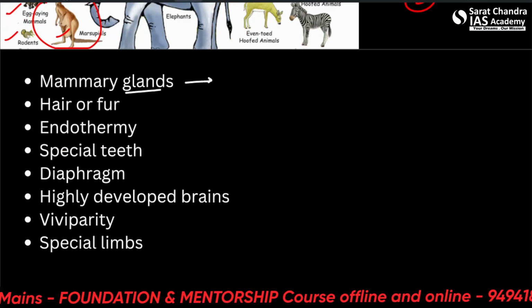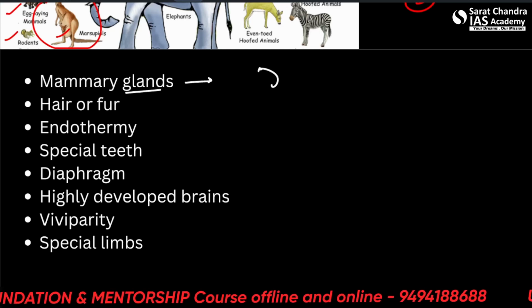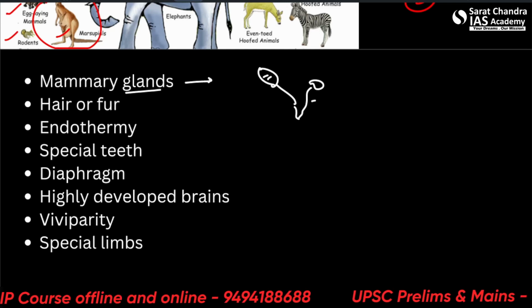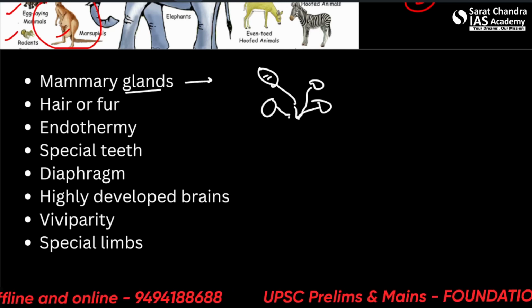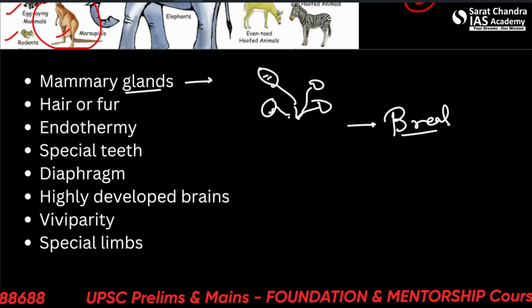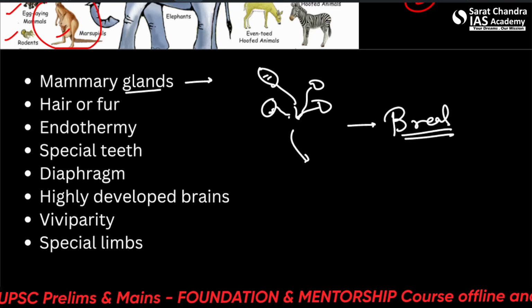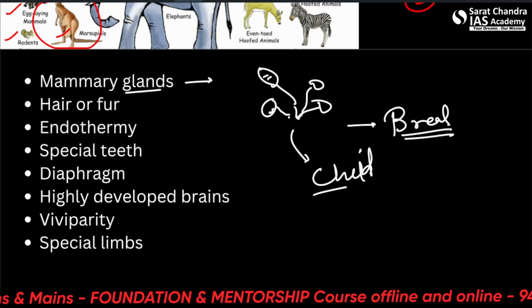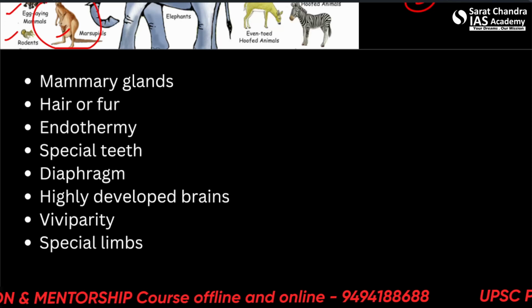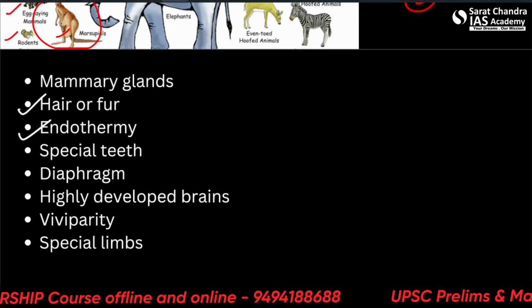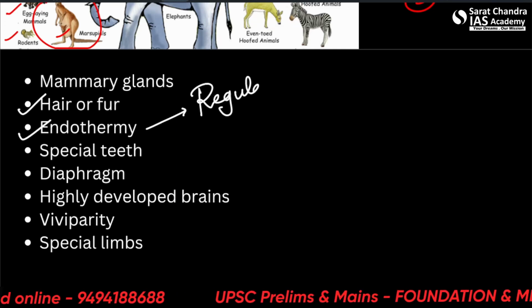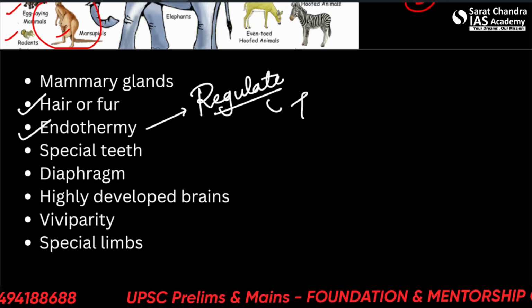They have mammary glands. Mammary glands are fat-based glands which produce milk. They collect in the mammary organs, such as the human breast, and the child is fed through these mammary glands. Then there is hair or fur. Endothermy means they are able to regulate their body temperature internally.